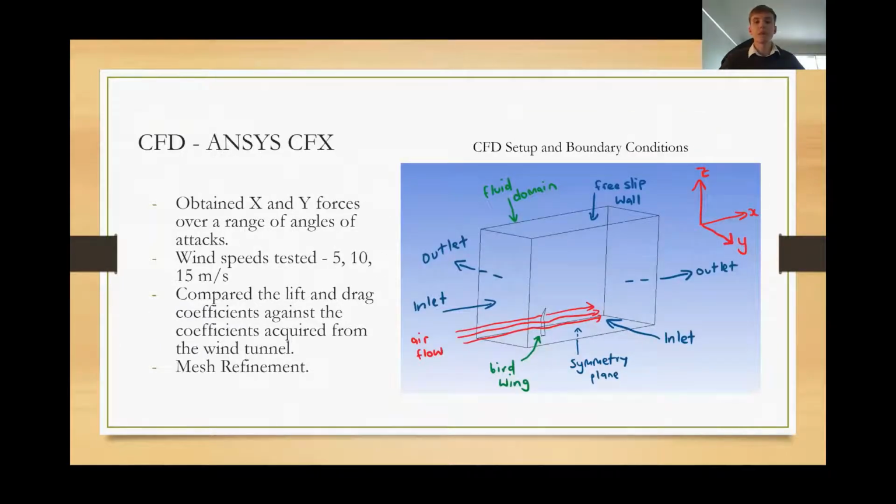For the CFD, the picture on the right shows the CFD setup and boundary conditions that we used to undergo CFD analysis on the wing. Again, we obtained the X and Y forces over a range of angles of attack, and we tested the wind speeds at 5, 10, and 15 meters per second again.